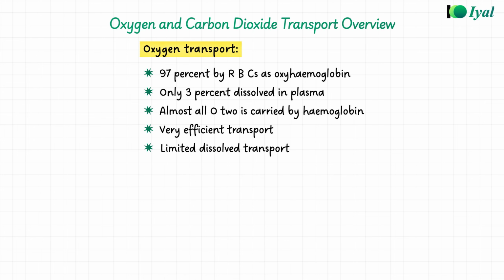Now, blood is the medium that transports gases. But how much of each gas is transported by what method? Let us start with oxygen. About 97% of oxygen is transported by red blood cells. More specifically, it binds to a protein called hemoglobin and is carried as oxyhemoglobin. Only 3% of oxygen is carried in a dissolved state in the plasma, so almost all oxygen rides on hemoglobin.